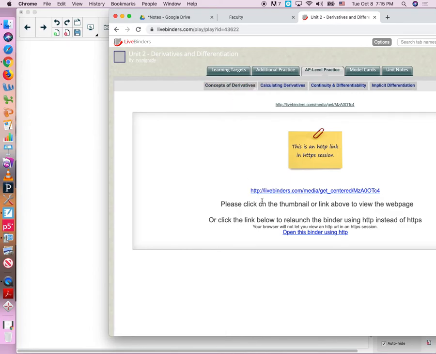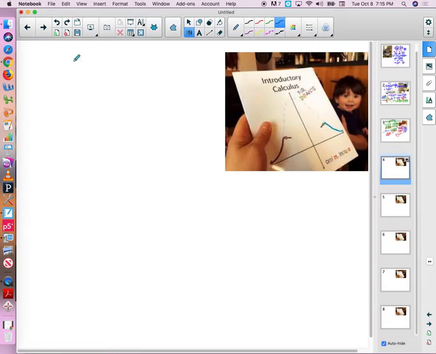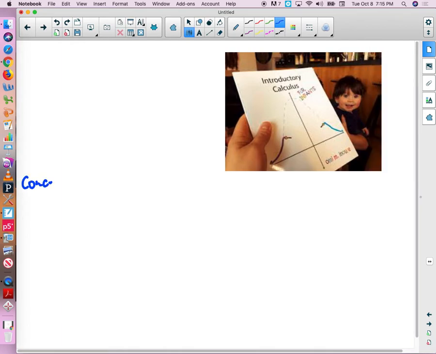They're all AP problems. All right, so I'm going to tell you what numbers to study for concepts of derivatives, for calculating derivatives, continuity and differentiability, and implicit differentiation. All right, so here's the way I'm going to make the list. I'm going to write out the numbers in the order that you see them. So this is concepts of derivatives, the first tab. And these are the numbers that you should do.